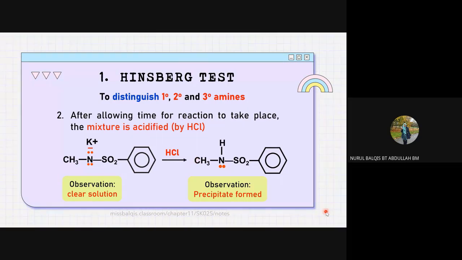Siapa angkat tangan tadi? Tak perasan? Tak tekan eh? Okay. So tu untuk primary eh? Boleh saya proceed to secondary? Saya tertekan. Okay. Untuk secondary boleh saya proceed?